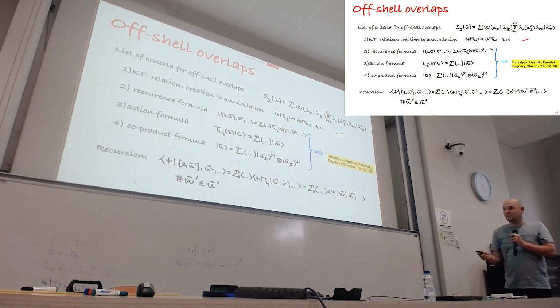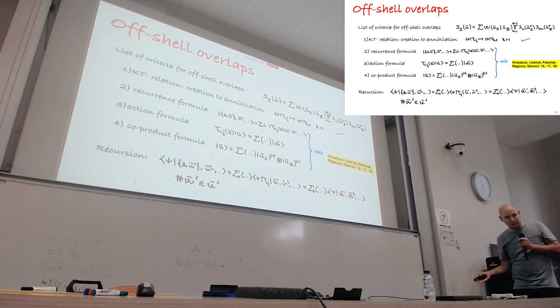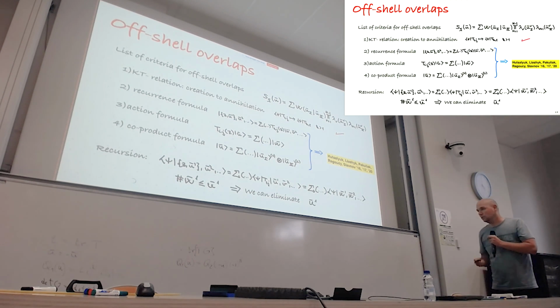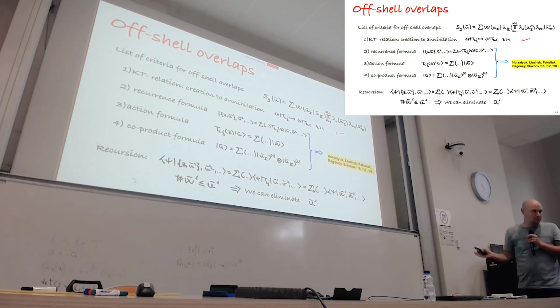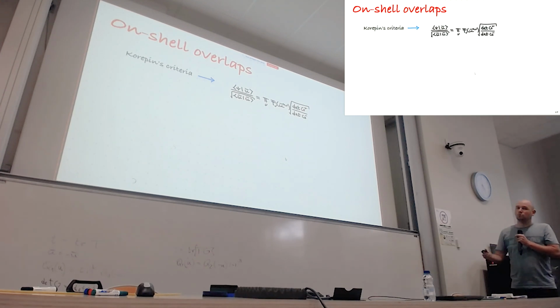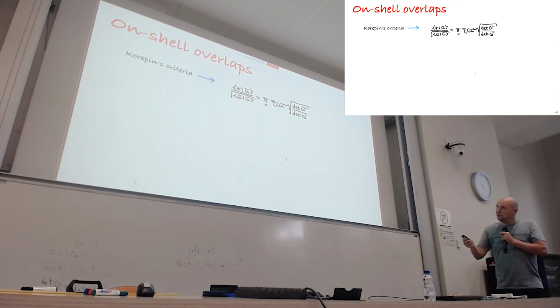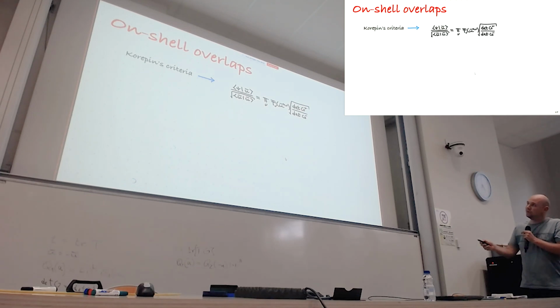And we can derive a very similar recursion relation for the first type of roots. Using the recurrence relation, the KT relation and the action formula, we obtain a recursion where we decrease the number of the first type of roots. And we can eliminate the first type of roots and continue the nesting. And this determines the off-shell overlap. These properties can be used to derive the on-shell formula. So using the Korepin criteria and the properties of the off-shell overlap, we can derive that the normalized on-shell overlap has this form.